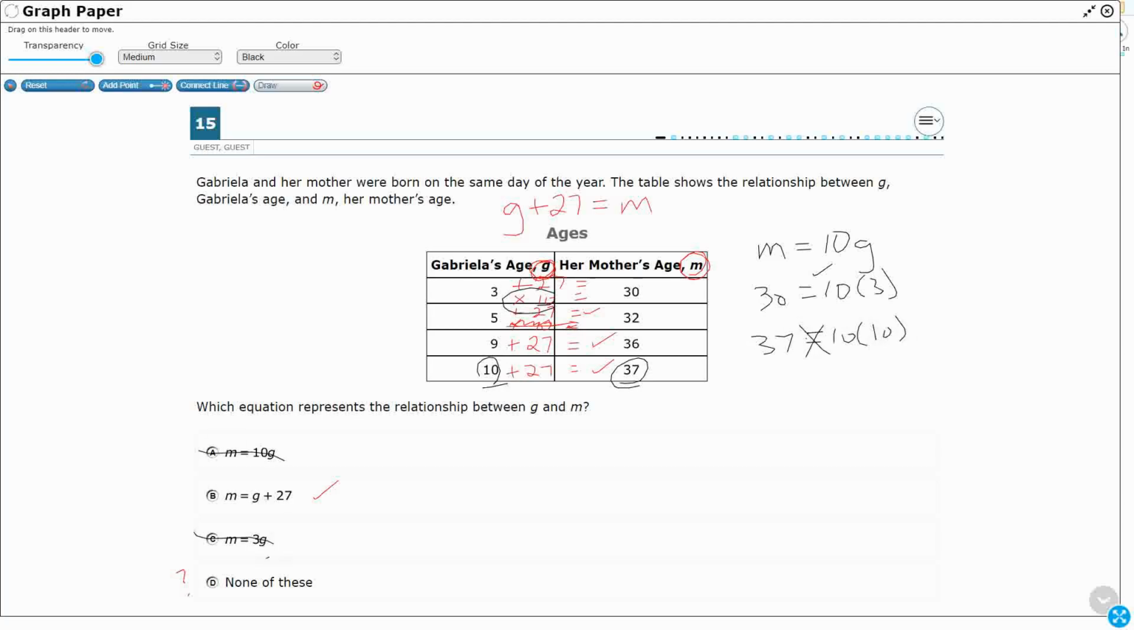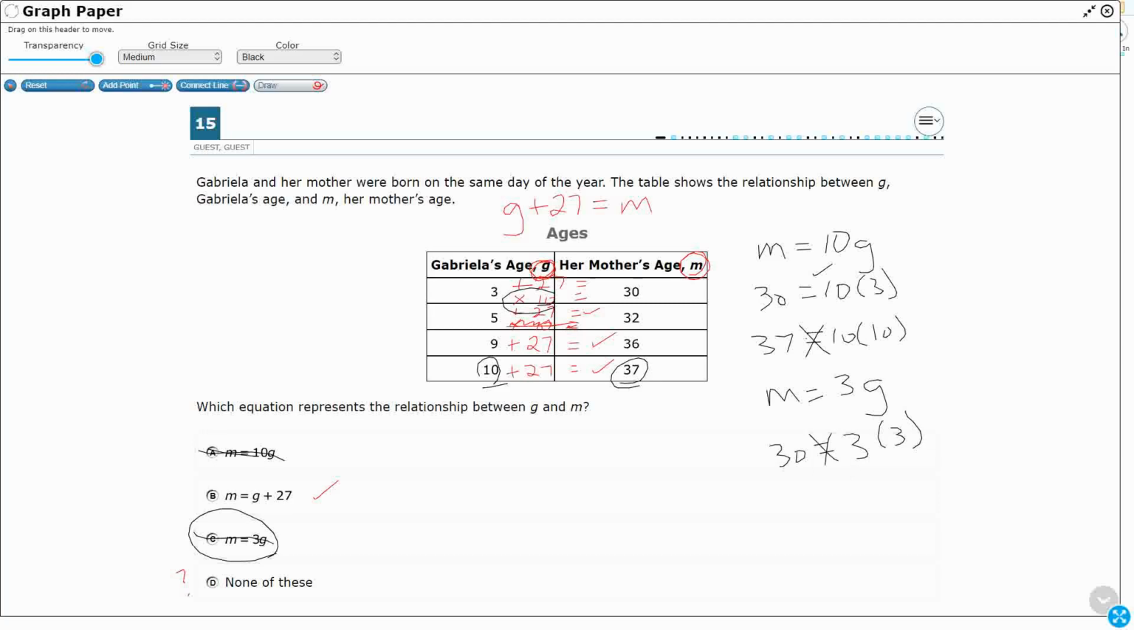That doesn't work. Let's look at this 3G right there. So M equals 3G. So that didn't even work on the first one, right? This M is 30, and the G is 3, and 3 times 3. So that doesn't work either.